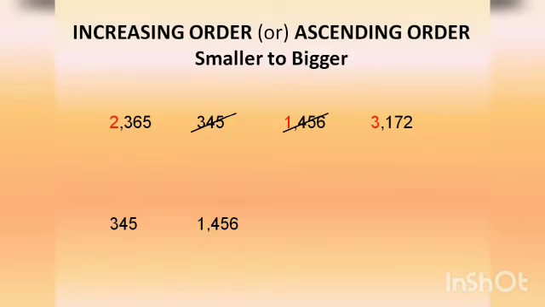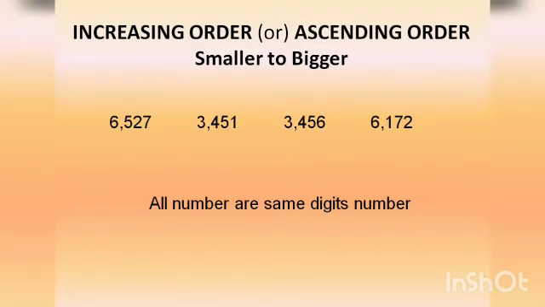1456. Understood, children? Then you compare these two numbers, 2 and 3. Which is the smallest number? 2 is the smallest number. You strike out the 2 and write 2365. The remaining number is 3172. You strike it out and write it. This is the increasing order or ascending order, smallest to biggest. Then move on to another example.